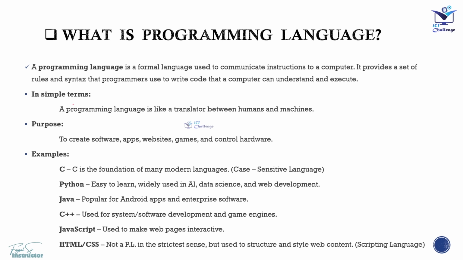So here, in simple terms, a programming language is like a translator between human and machine language. That means if you want to give command to your computer, you need a translator. Here the programming language translates your language to the computer language so that the computer can understand your words and they can work according to your command.